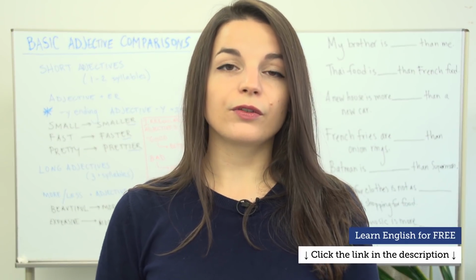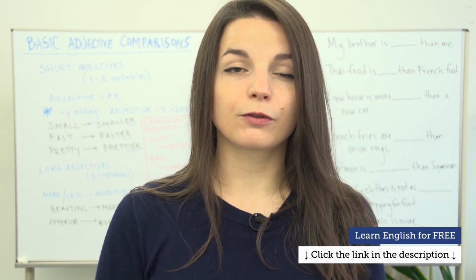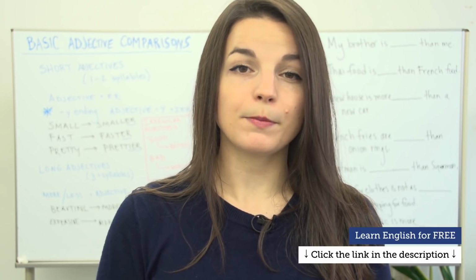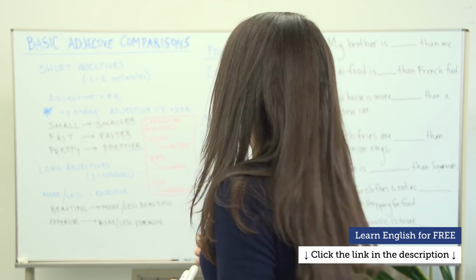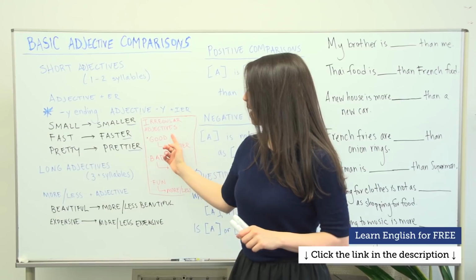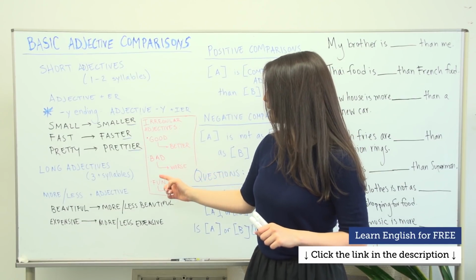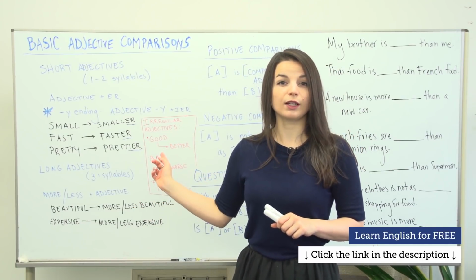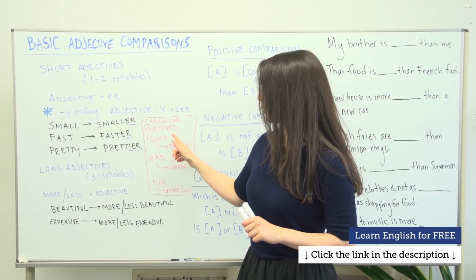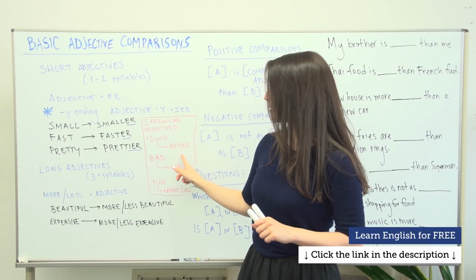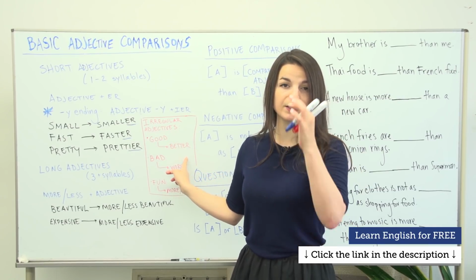However, there are a few adjectives which have an irregular comparative form. A few of them are up here on the board. So, some irregular adjectives are good, bad, and fun. Good does not become gooder or more good. Good, in fact, changes to better. So please be careful here.